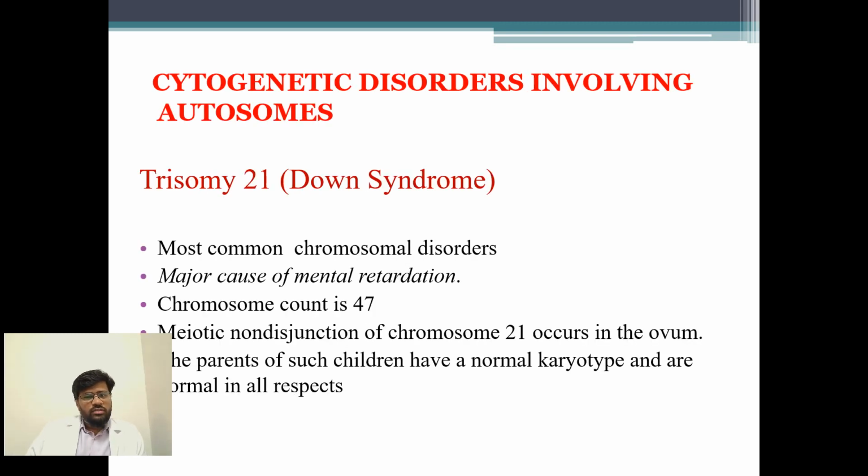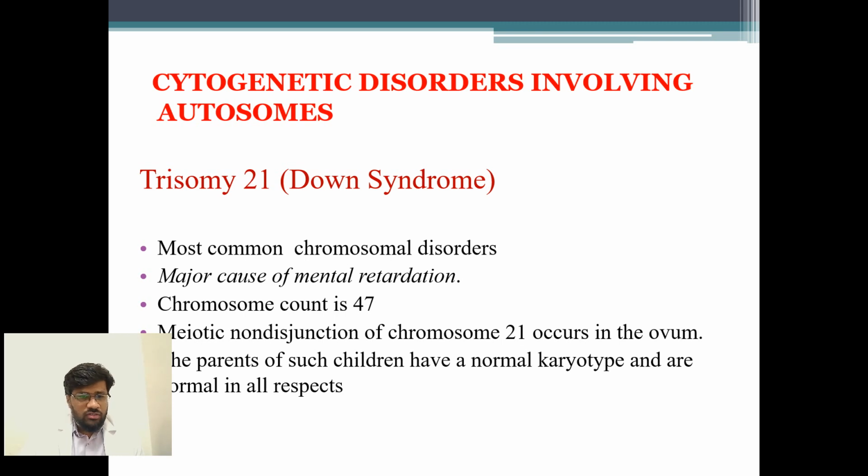Trisomy 21, that is Down syndrome. It is one of the most common chromosomal disorders, and it's a major cause of mental retardation. Here, in the karyotype, you will see the chromosome count is 47. That is aneuploidy. So where does it occur? Meiotic non-disjunction of chromosome 21. That's why we call it trisomy 21.